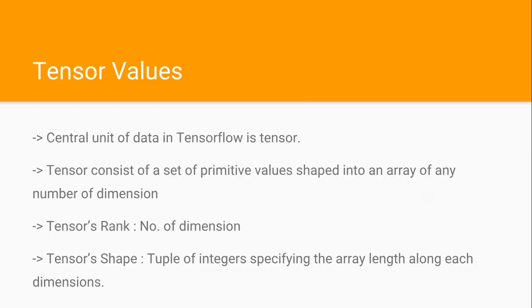Then I will let you know about tensor values, because this is the central unit of data in TensorFlow that we'll be using. It's called a tensor. So what is a tensor? It is a set of primitive values shaped into an array of any number of dimensions. What is tensor rank? Tensor rank is the number of dimensions a tensor has. And tensor shape is a tuple of integers specifying the array length along each dimension. So tensor rank is the number of dimensions, and tensor shape is the length along each dimension.